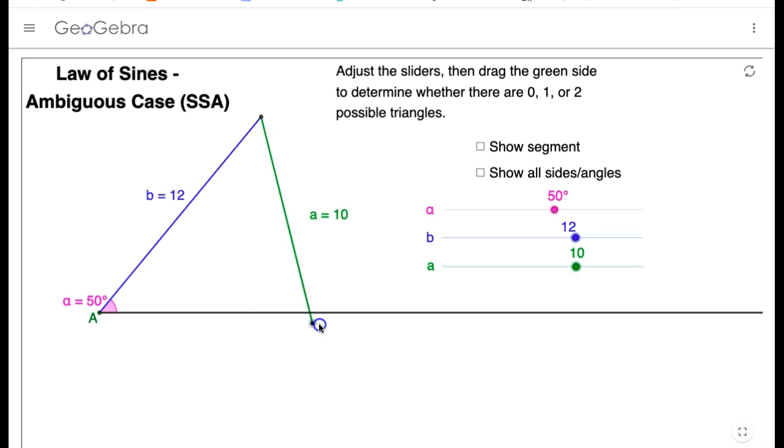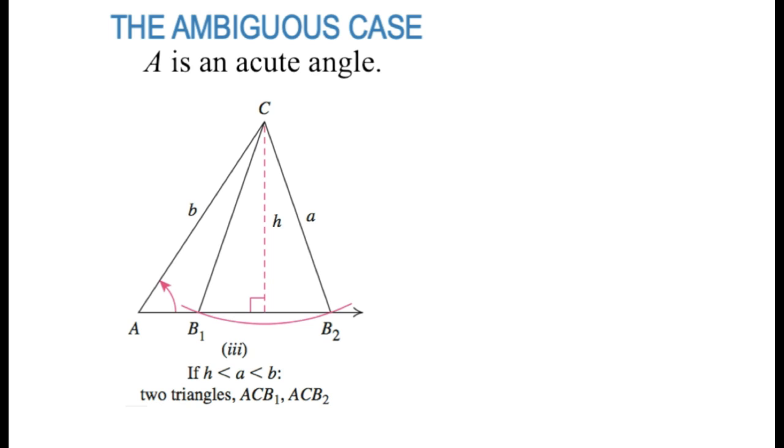So I could drag this over here and create a triangle that looks like this with those three pieces of information, right? 50 degrees here, 12 here, and 10 here. Or I could drag this over to here and create another triangle. Okay? Again, those same three pieces of information. This angle is 50 degrees, this side's 12, and this side is 10. All right? So, okay, that's the third possibility.